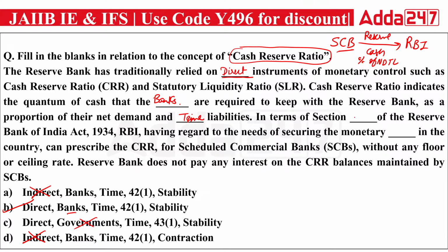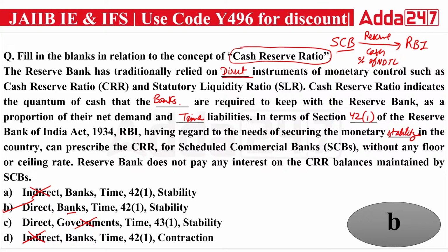It is defined under Section 42(1) of the RBI Act 1934 that the CRR has to be maintained by the banks, and it was introduced by the Reserve Bank of India to maintain monetary stability in the country. So that is the right answer.